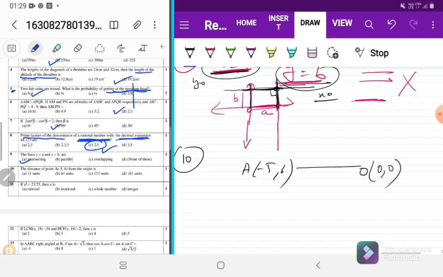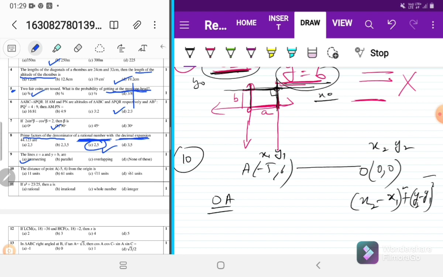So that is the distance formula. We'll find OA. You should know, if this is x1, y1 and this is x2, y2, the distance formula is the square root of (x2 minus x1) square plus (y2 minus y1) square. This is your distance formula.